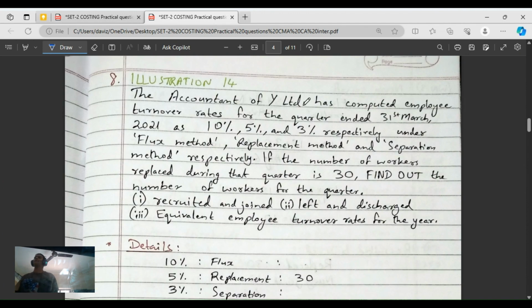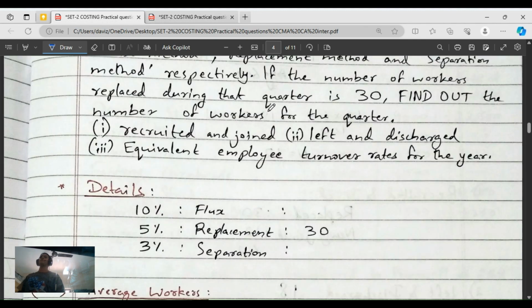The accountant of Y Limited has computed employee turnover rate for the quarter ended 31st March 2021 as 10%, 5%, and 3% respectively, under flux method, replacement method, and separation method respectively. If the number of workers replaced during that quarter is 30, we have to find out the number of workers recruited and joined, left and discharged, and equivalent employee turnover rates for the year. Okay, we got the following details from the question.